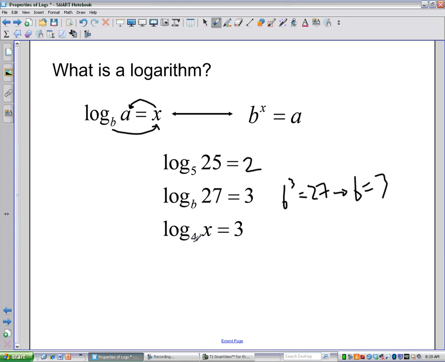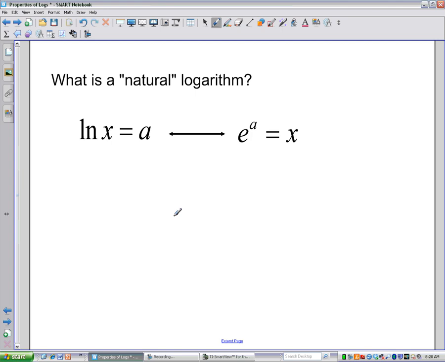And finally, 4 raised to the third power equals what number? 4 to the third power equals 64. So x is 64. Okay, logarithm's an exponent. Just remember that. Logarithm's an exponent.